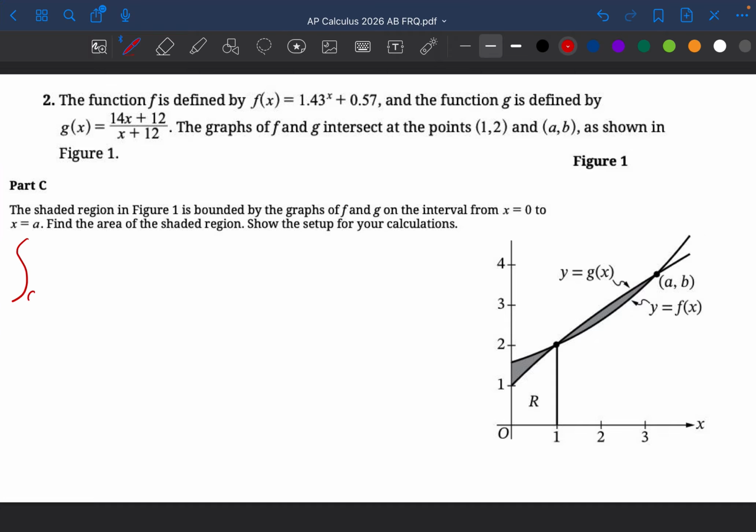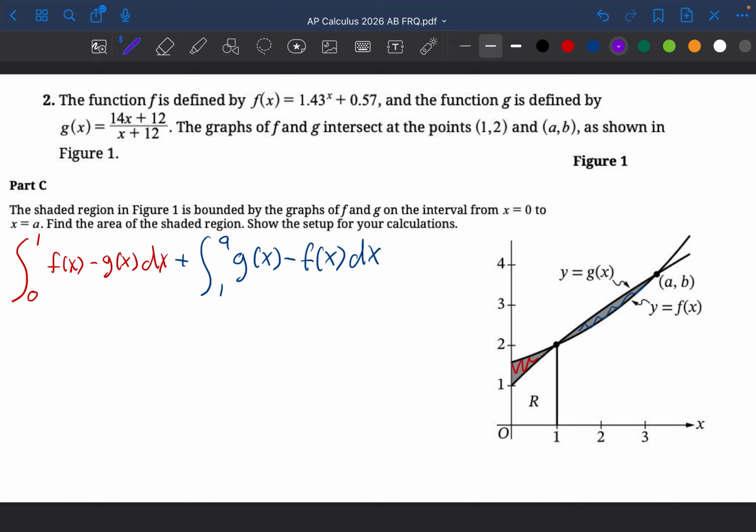The first integral from 0 to 1, because notice that this is where these two regions cross. And we have the top function, which is f of x, minus g of x dx. That gives us this region. And then this other region right here is the integral from 1 to a. Now, we still have to figure out where that point is. But now the top and the bottom boundaries switch. So when we subtract, we do the same.